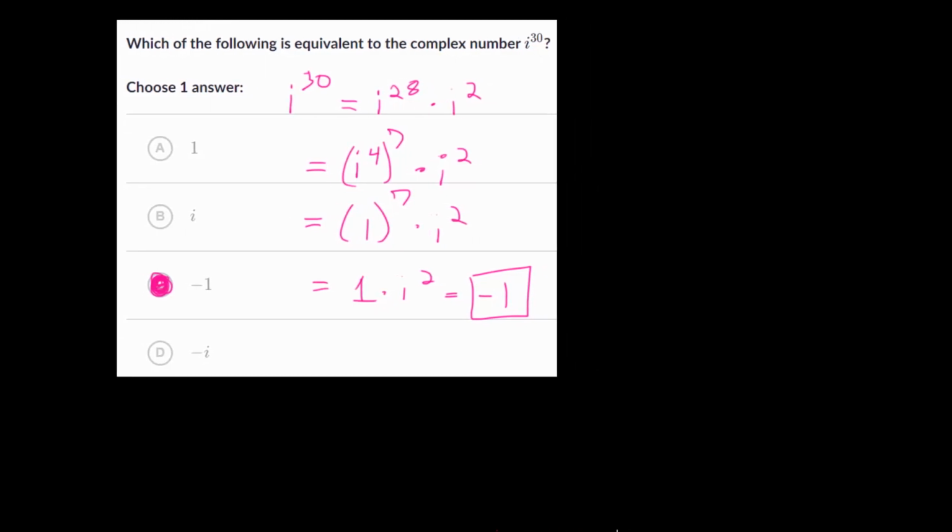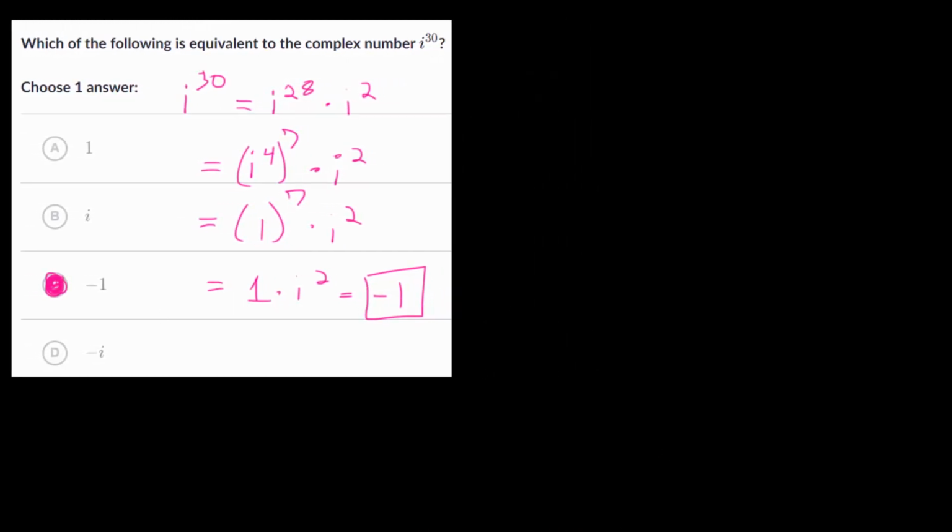And let's do one final question. For this, I'll just make one up. Let's say we have i to the 59th power. We need to first determine the largest multiple of 4 that goes into 59. That would be 56, since 4 goes into 60 evenly, so it's got to be 4 less than that. So we have i to the 56th power multiplied by i to the 3rd, since these add up to 59.